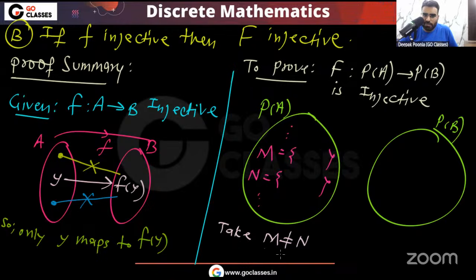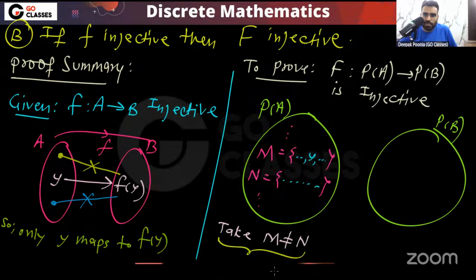If M and N are different, it simply means that there is at least one element which belongs to one of them but not the other. Okay, yes or no? Correct. So take M and N different. What does it mean? There exists a y such that y belongs to M and y does not belong to N. Correct? So y belongs to M, but y does not belong to N. We are taking two different elements of P(A). Now you can see their images also will be different.